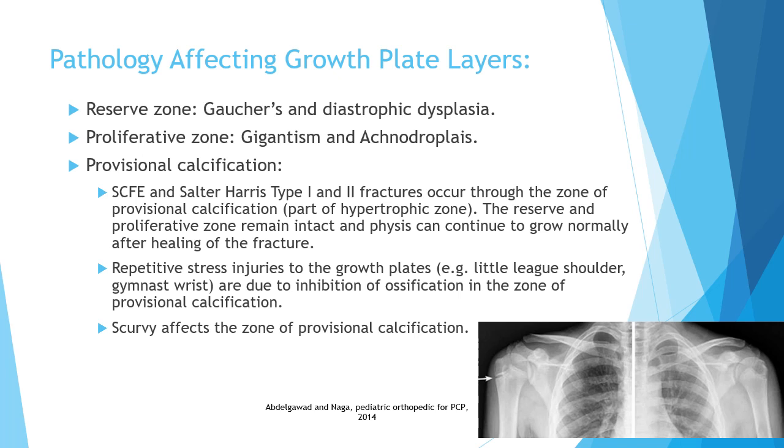as it causes inhibition of the ossification in this zone, resulting in increased area that is radiolucent. So if you see this patient has little league elbow, this picture is from the first book, Pediatric Orthopedics for Primary Care Physicians. If you compare, he's a right-handed young baseball player, so he's having little league shoulder here, which is repetitive stress, and it affects the zone of provisional calcification, causing inhibition of calcium deposition. That's why the physis here looks larger than the physis here.